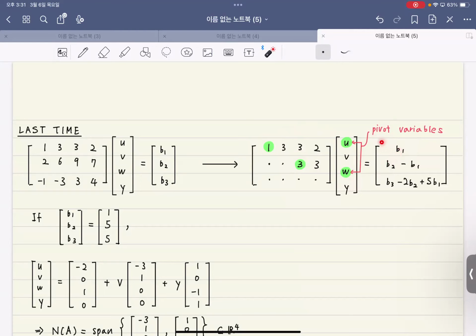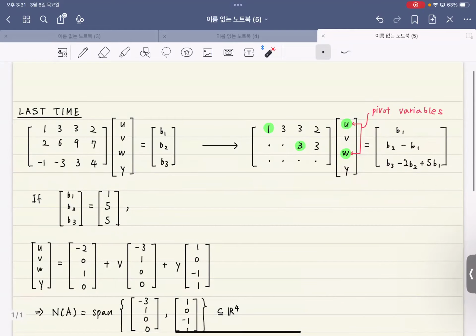And also the right-hand side vector changes like this accordingly. Okay, so also you have to remember that in order to have a solution, this last entry has to be 0. Why is it 0? Because the last row of the matrix is the zero row. Therefore, this equation has a solution if and only if this last entry equals 0. Okay.